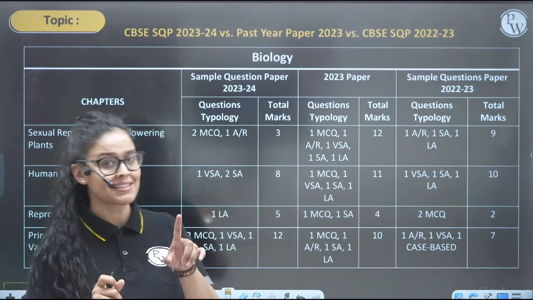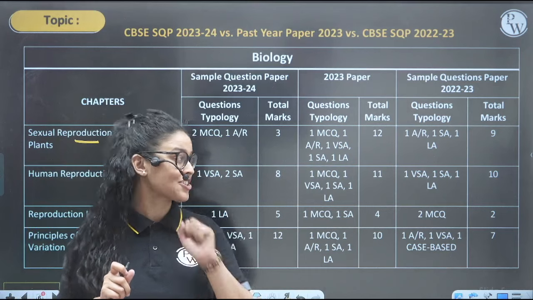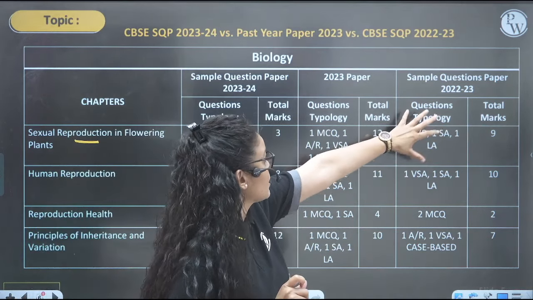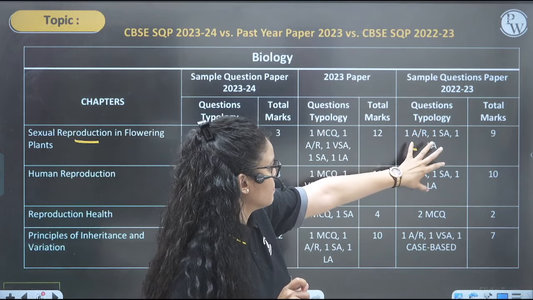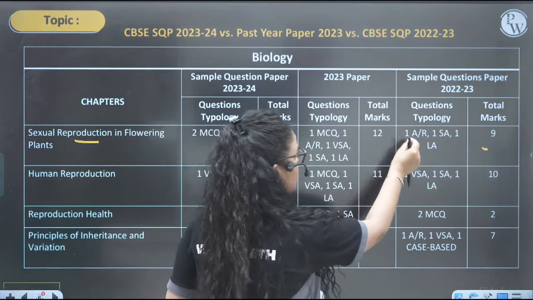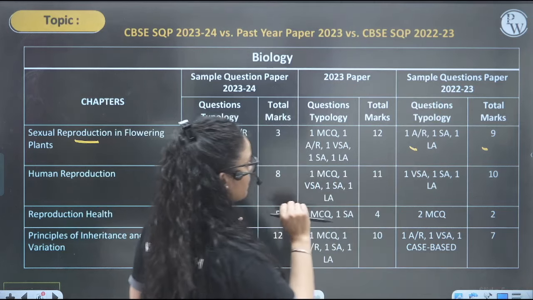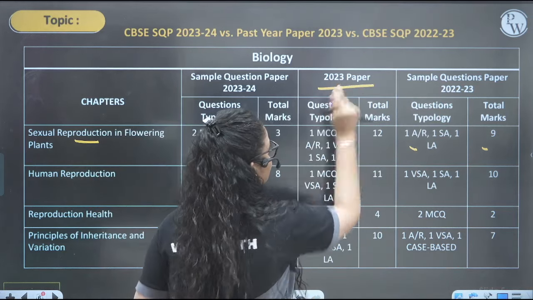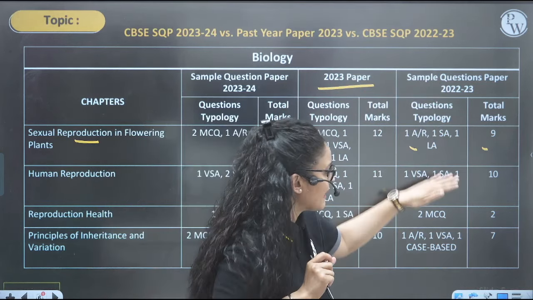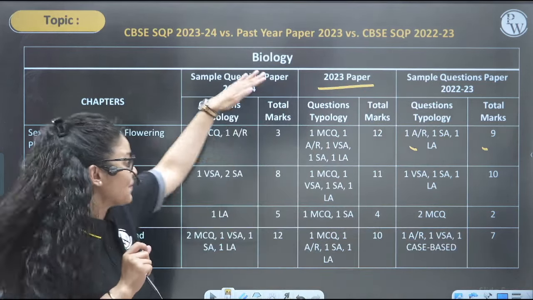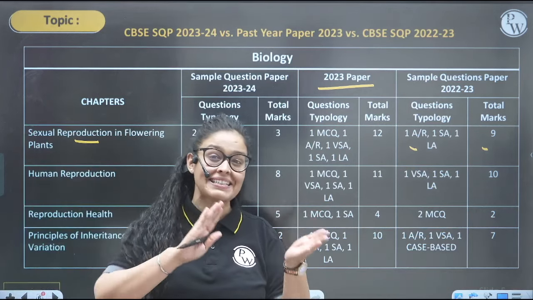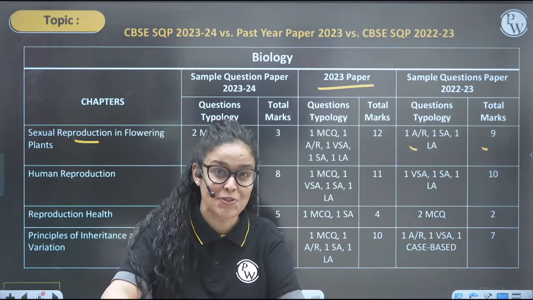So sexual reproduction in flowering plants is the first chapter of this unit, reproduction. In 2022, they gave 9 marks of questions from this chapter alone. One was an assertion reason. It was from the sample question paper. And this was the actual 2023 paper. This is the analysis of the 23 paper, and this was their sample paper. And this is our sample paper of 2024. We will see how exactly it is similar to the actual paper that you are going to see tomorrow.